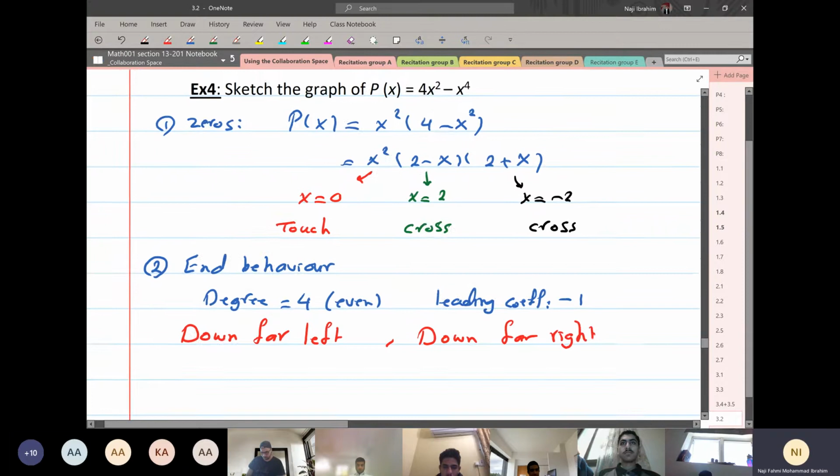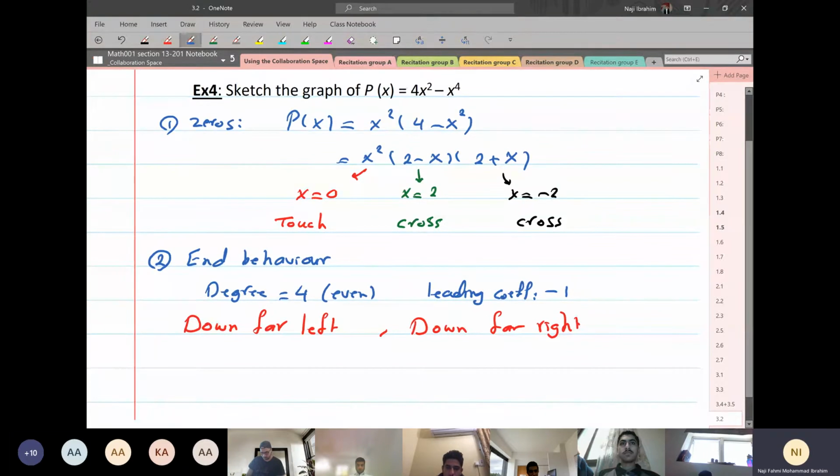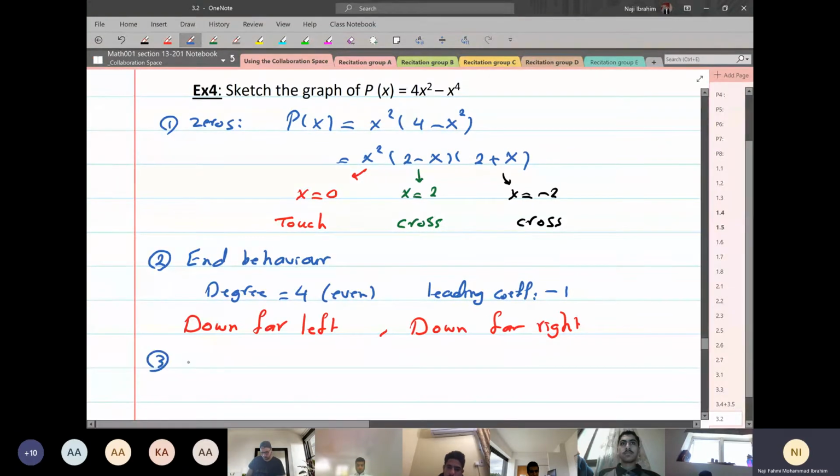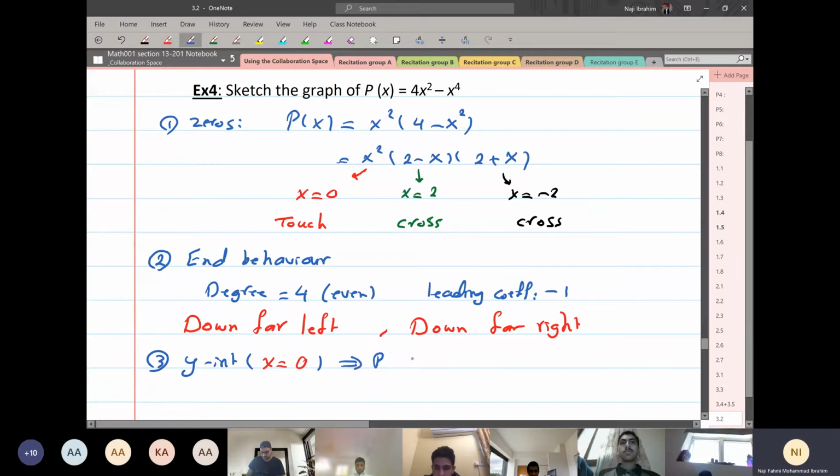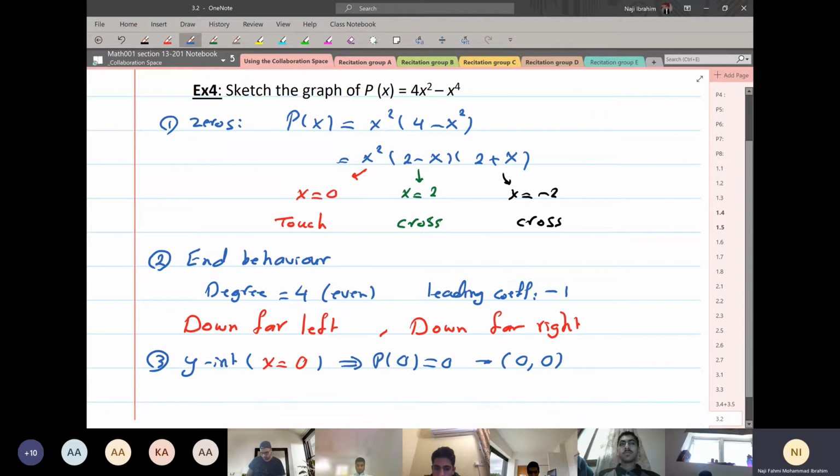One last thing that we should do before starting to graph is to find the y-intercept. If you remember the y-intercept, we used to replace x by what? 0. Replace x by 0, Shabab. What will the answer be? 0. It's 0. So what's the ordered pair here? 0 and 0. Now we will collect all this information and put it in a graph.